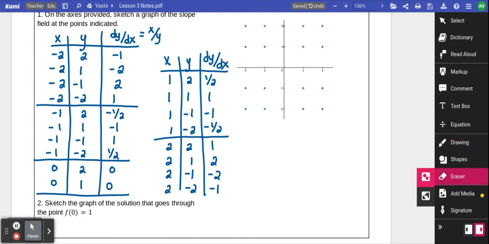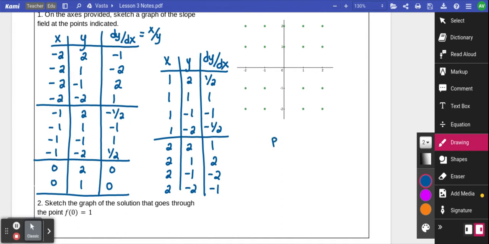Now, the most important thing to pay attention to here is whether you have a positive or a negative slope. I just, as a reminder, want to remind you that a positive slope is going to be going uphill from left to right. A negative slope would be going downhill from left to right.